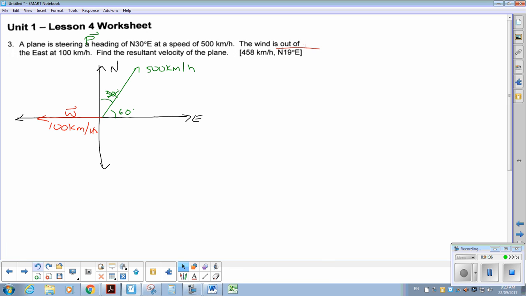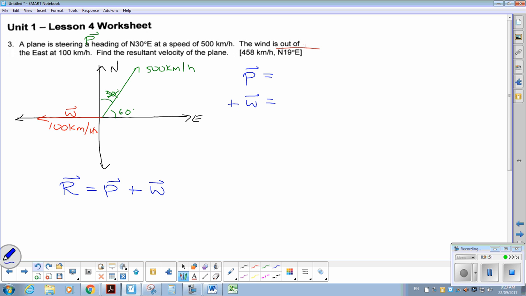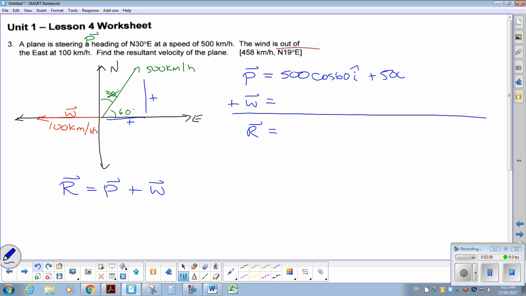Here's the resultant. Similar to lessons 2 and 3, the resultant will be the plane's velocity plus the wind velocity. So we can set up our stacked addition: plane plus wind is equal to resultant. My plane, I'm going to call it 500. It's positive in the east, so it's a positive x component, positive y: 500 cos 60 i plus 500 sine 60 j.